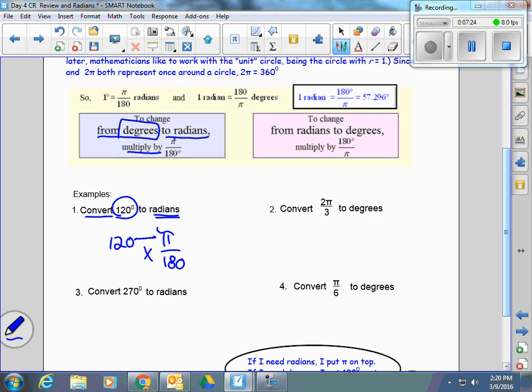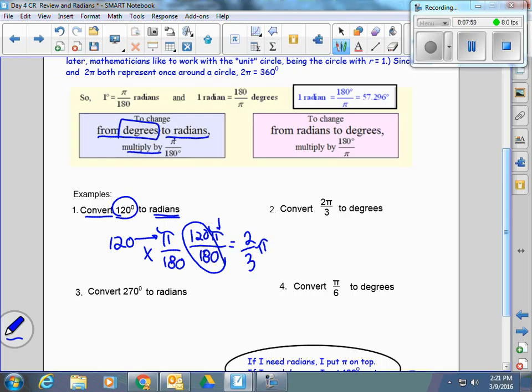So 120 times pi is 120 pi, and that's over 180. In your calculator, I want you to push 120 divided by 180, math, enter, enter. And tell me, what do you get? 2/3. We just converted this problem, and the answer is 2/3, but I can't just leave off that pi symbol, so it's 2/3 pi.